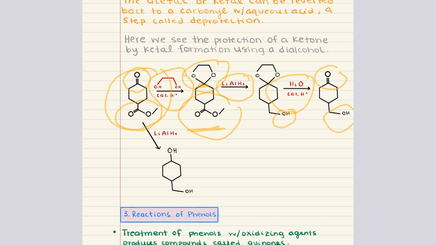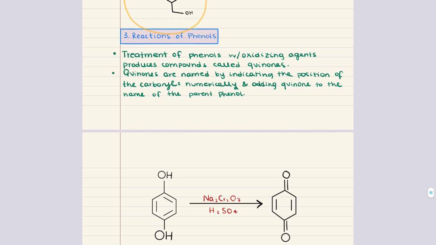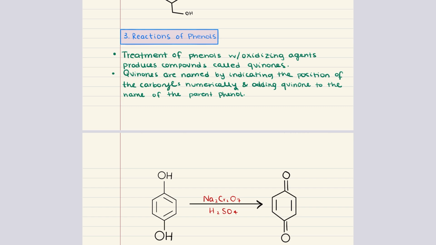So by carefully applying these transformations, we achieve selective reduction of the ester without affecting the ketone. If we had not protected the ketone and just directly used lithium aluminum hydride, we would have reduced both the ketone and the ester group. Now we can move into our final objective. Here we're going to discuss reactions of phenols.